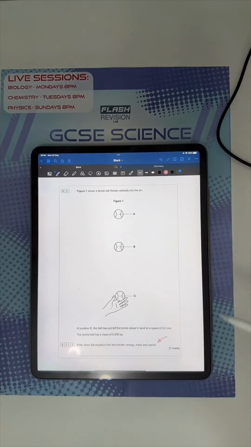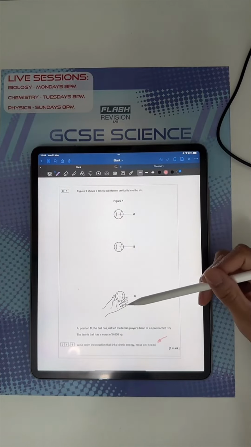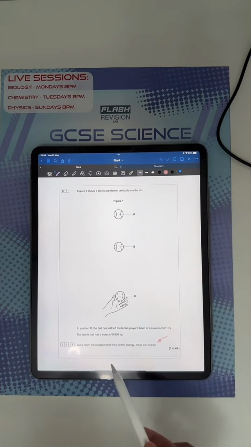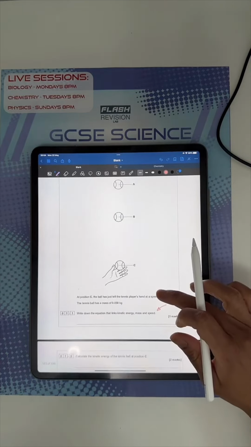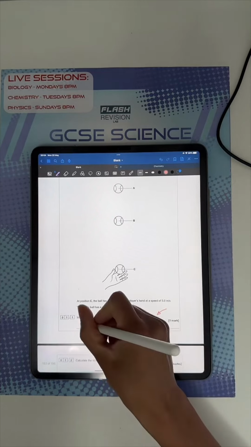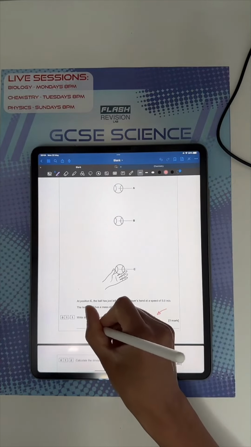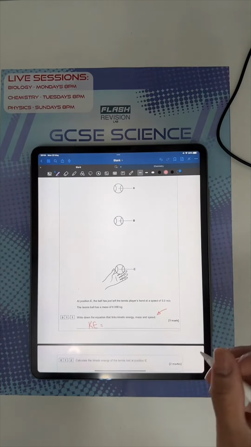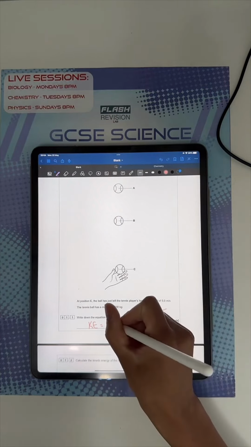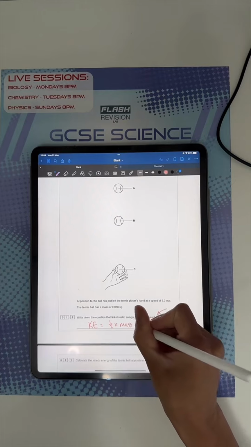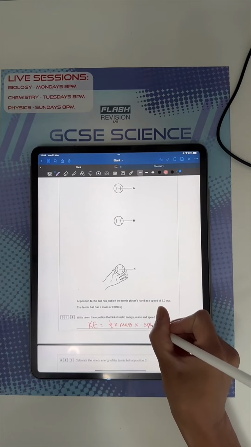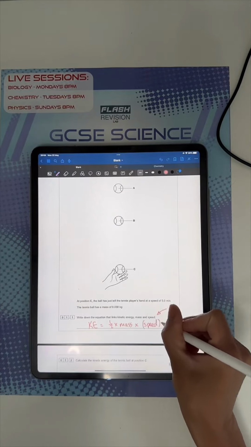So, first question. We've got a tennis ball being thrown, and it's asking us to write down the equation that links kinetic energy, mass, and speed. This year, you get given all the equations, so you probably won't get a question like this. So kinetic energy is equal to half times mass times speed squared.